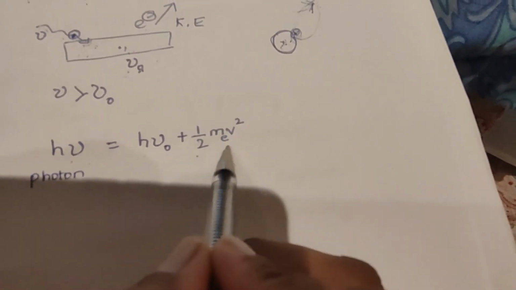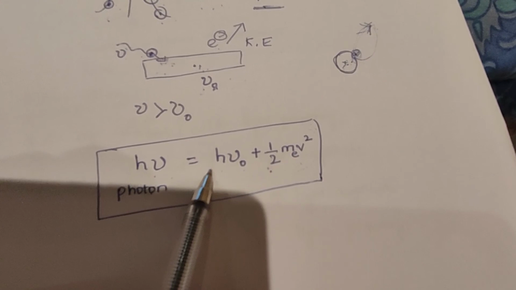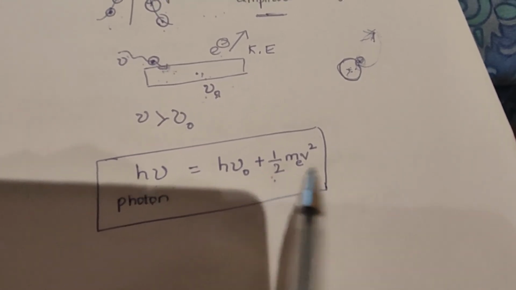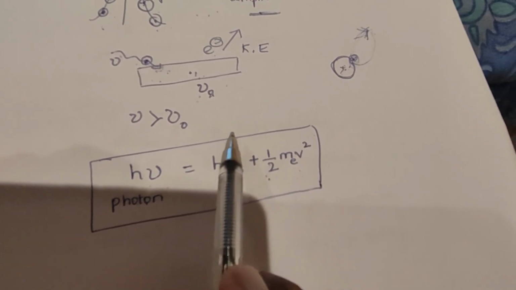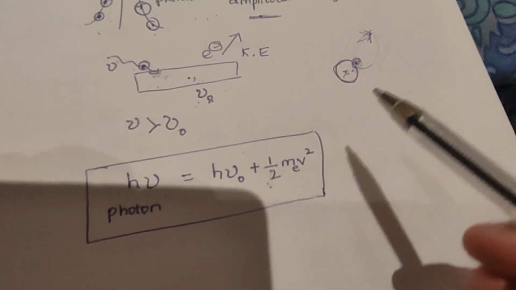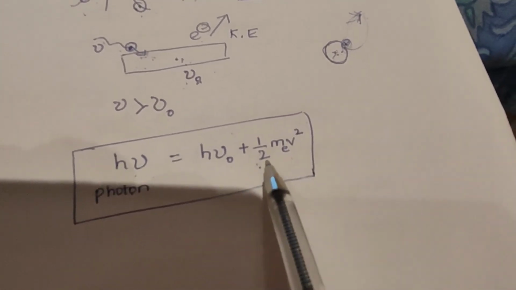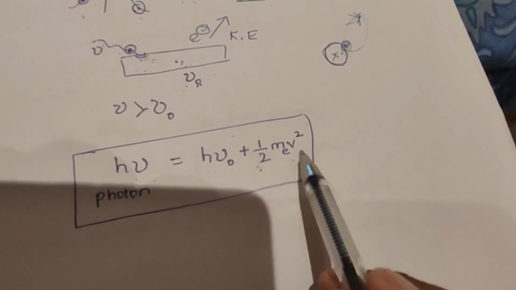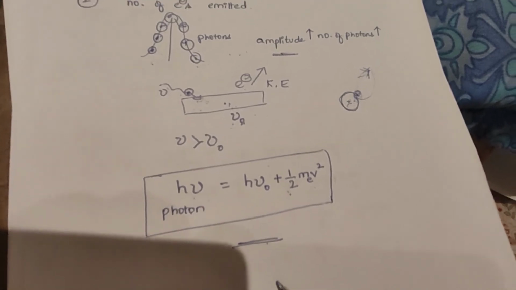Here m is the mass of the electron, so kinetic energy of the electron. So energy absorbed from the photon is utilized to overcome the internal nuclear attraction of the electron, and then these electrons move out with some speed, with some kinetic energy, half m e v square. So this is all about the photoelectric effect.